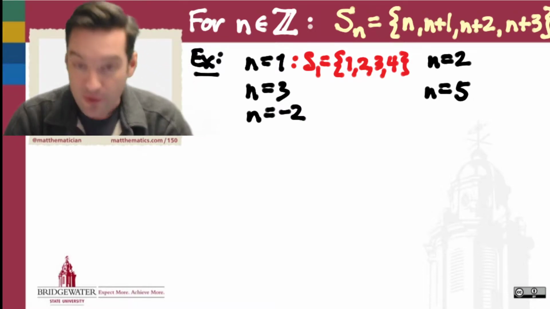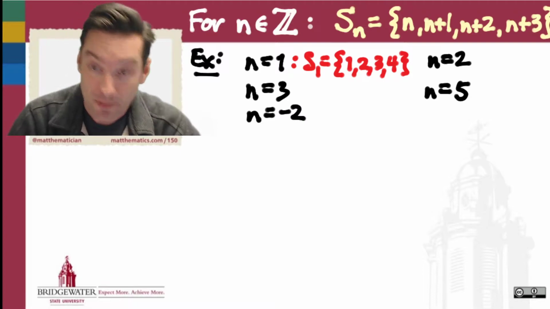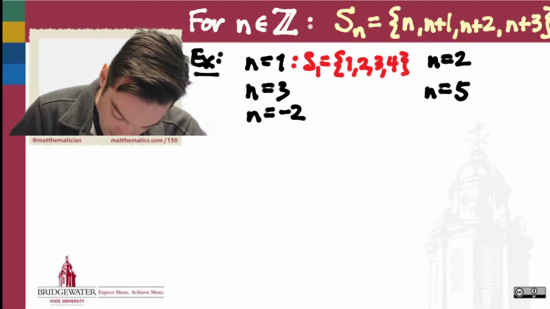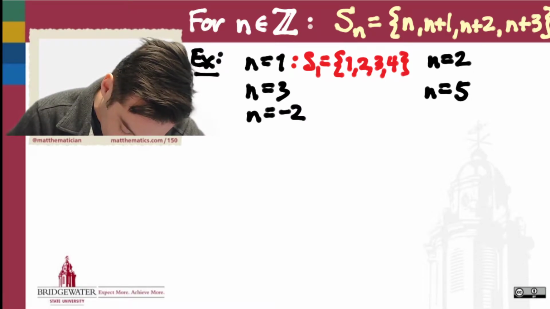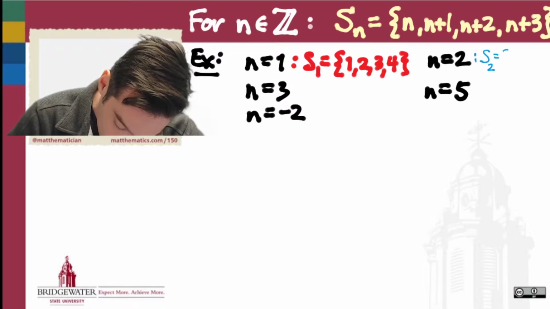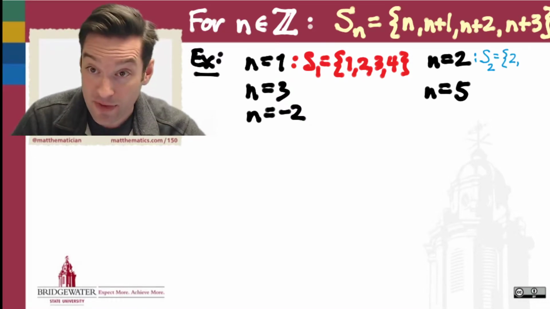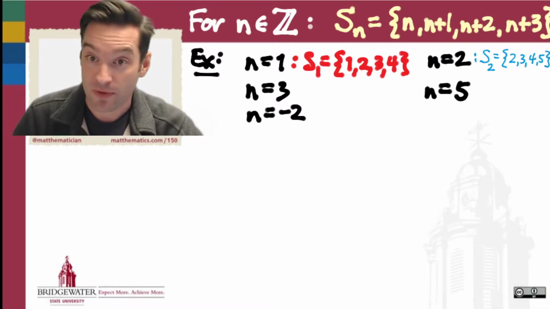Right? So if you give me the integer 1, I'm going to be giving you back the set whose elements are 1, 2, 3, and 4. Similarly for n equals 2. I'm going to go through these a little bit quicker now. For n equals 2, the set S subscript 2 is going to have 2 as one of its elements, but then also 1 more than 2, 2 more than 2, and 3 more than 2. So the elements in S2 are 2, 3, 4, and 5.